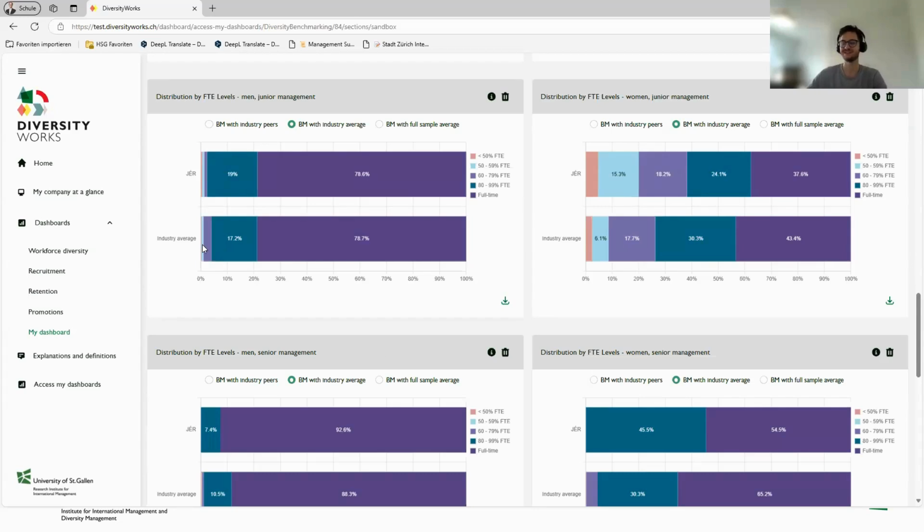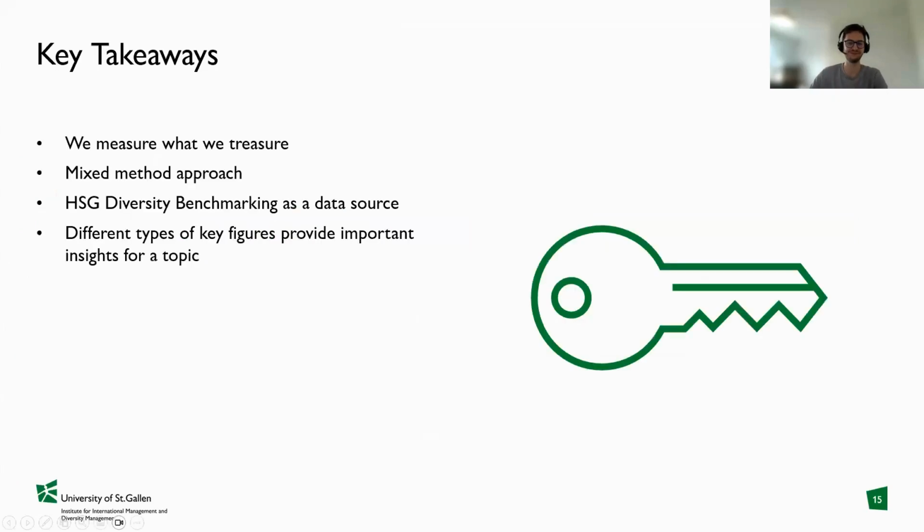Going back to the slides, I would now like to summarize this session and share the key takeaways with you. So we measure what we treasure. This also includes DE&I topics, as Raphael explained at the beginning. Only by including data, we can treat DE&I as a strategic asset that we can continuously improve. We recommend using different data sources and thus adopting a mixed method approach.